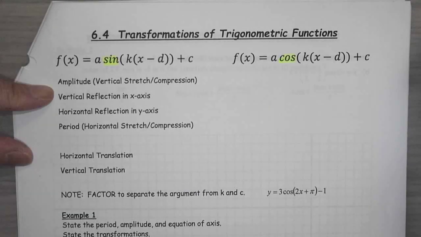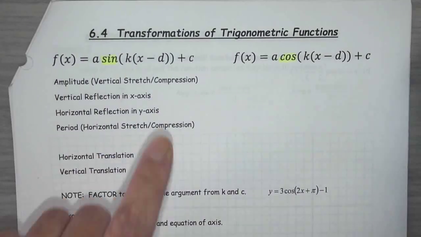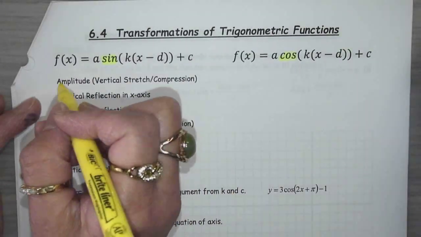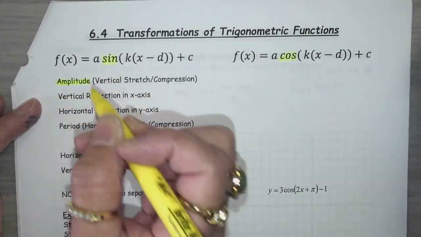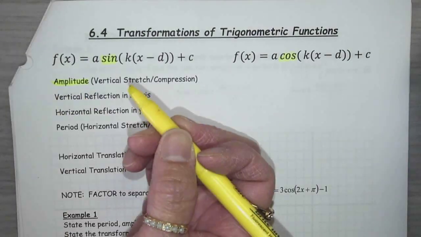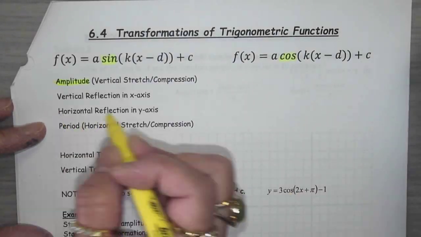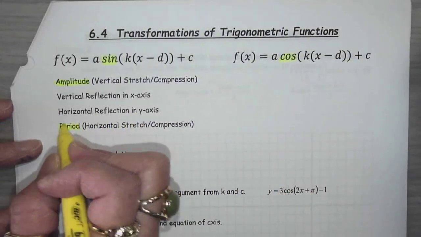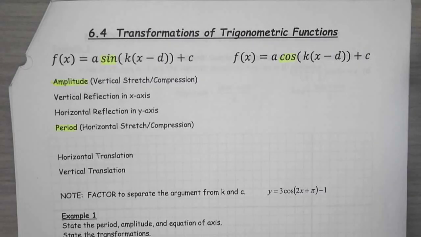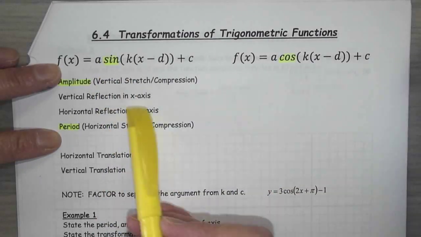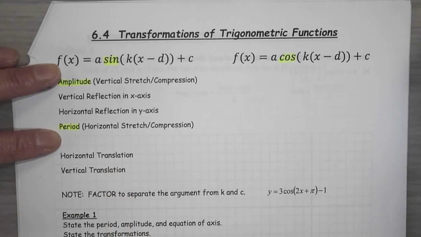So amplitude is our vertical stretch or compression. You have to know both ways of describing it. You can describe it in terms of vertical stretch or compression or amplitude. Both of them are good ways to describe it. A vertical reflection is just a vertical reflection. There's no different way to describe that one. Horizontal reflection is a horizontal reflection. Period is a new way to describe it when we're talking about trig functions. So amplitude and period are specific words that we use when we're talking about trig functions. The other words are all the words that we use with every other function as well. But the two different ones are amplitude and period.